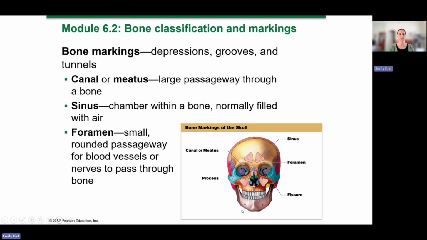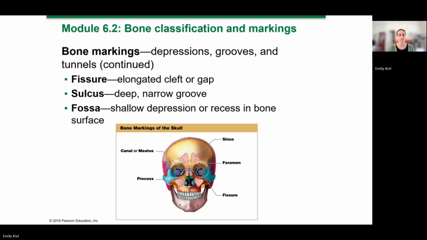Then we've got our depressions. We've got canals, or a meatus, which is a large passageway through a bone. So here is a canal towards the back of this orbit. You've got a sinus, which is a chamber within a bone, usually filled with air. You have foramen, which is a small rounded passageway for a blood vessel or nerve to pass through. You've got fissures, which are an elongated cleft or gap. You may have heard people talk about fissures in the earth after an earthquake, big kind of rough area.